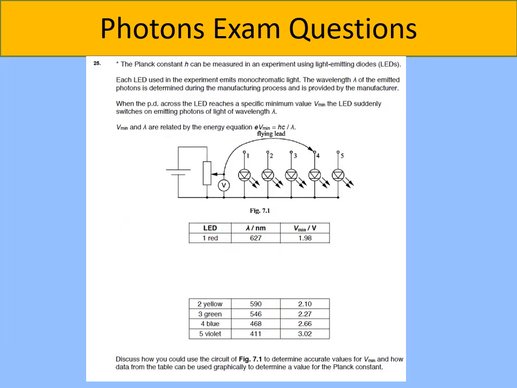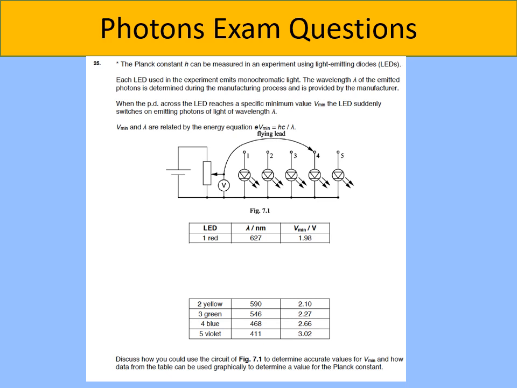Question number 25. The Planck constant h can be measured in an experiment using light-emitting diodes. Each LED used in the experiment emits monochromatic light. The wavelength lambda of the emitted photons is determined during the manufacturing process and is provided by the manufacturer. When the potential difference across the LED reaches a specific minimum value, known as V min, the LED suddenly switches on, emitting photons of light of wavelength lambda. V min and lambda are related by the energy equation, which is given there.